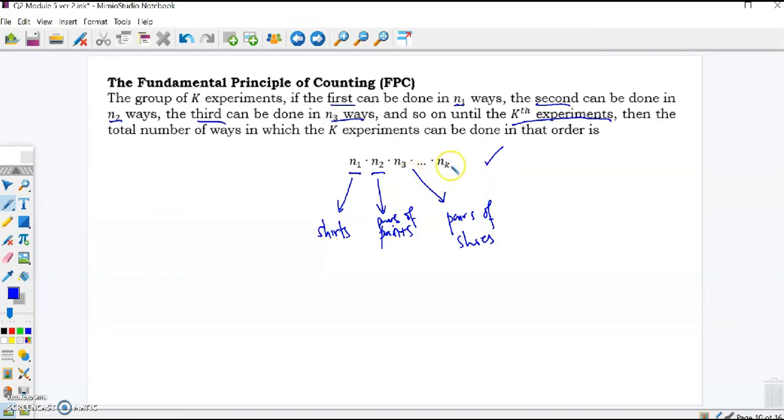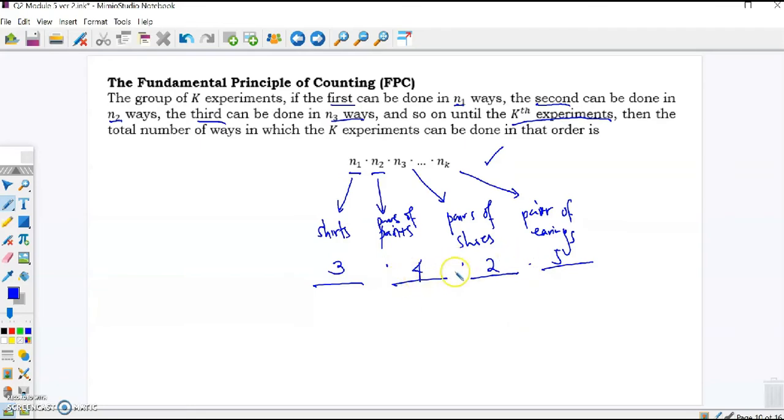That means if I'm going to add one more event, I can actually have pairs of earrings. If that's the case, then, for instance, just like earlier, 3 shirts, 4 pairs of pants, let's say 2 pairs of shoes, and 5 pairs of earrings. If I'm going to multiply that, 3 times 4 times 2 times 5, that would be 120 different attires.